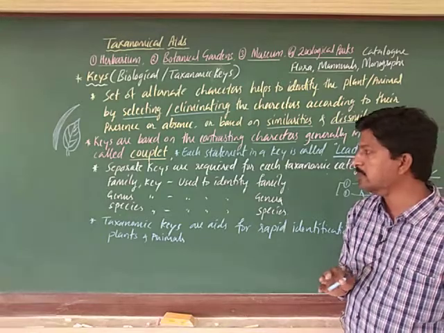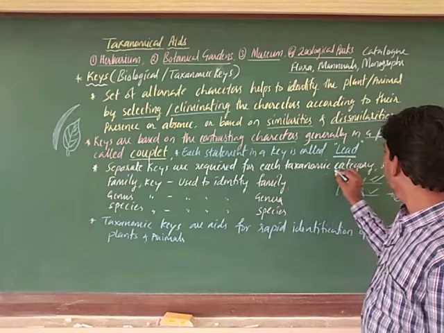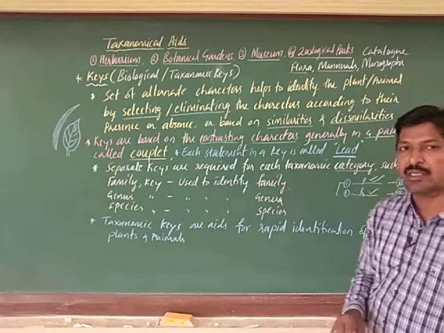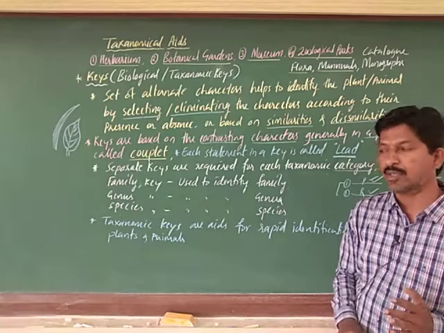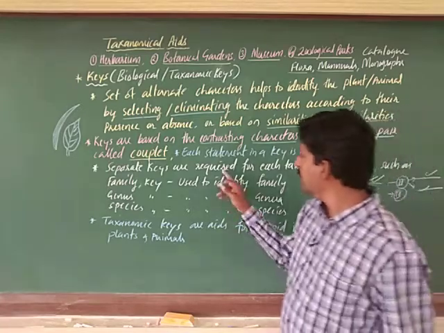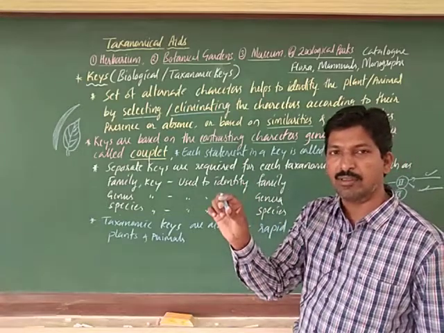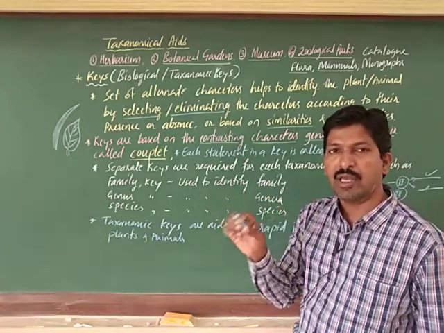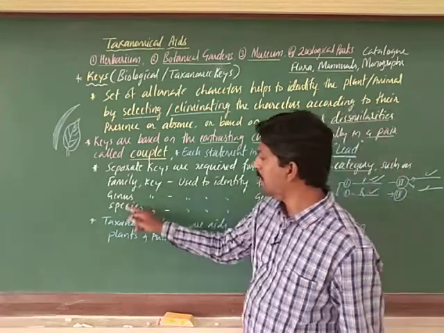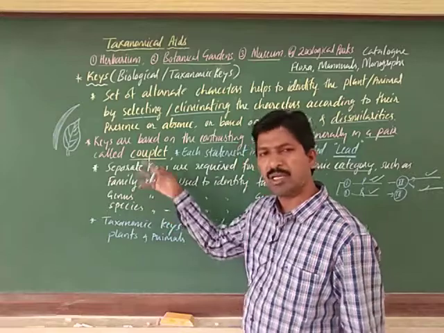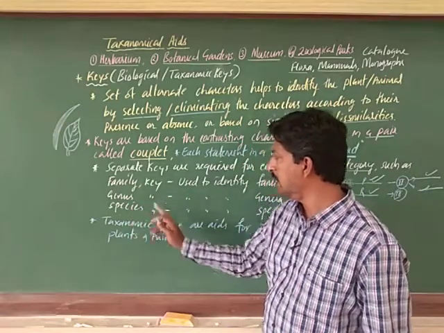Understood, will you understand this one? Separate keys are required for each taxonomic category. Each taxonomic category means for kingdom a separate key is required, for a division a separate key is required. Different keys are used here, separate keys for every taxon, each and every taxon has a separate key. So, that is what I have taken here as examples: family key, maybe kingdom key. So, family key, genus key, species key, these are helpful.